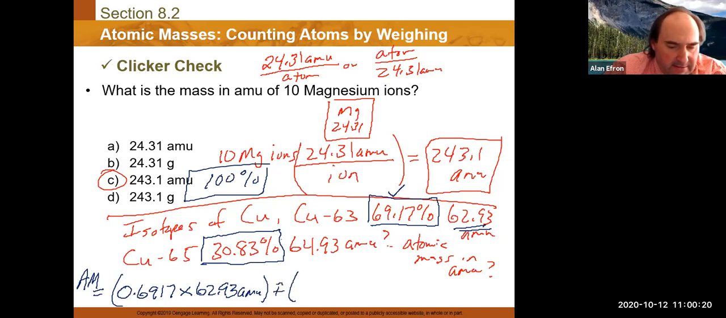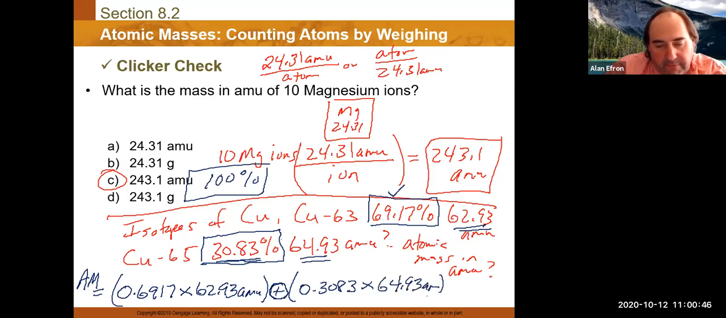We're then going to add it to the next isotope. And again, sometimes people mess this part up, like I just mentioned earlier. They always want to multiply here, but it is adding. Same thing here. We need to convert the percentage of our second isotope into a decimal. So divide by 100, or just move it 2 places to the left. That's going to give us 0.3083. We're going to times it by the second isotope there, which is 64.93 AMU.